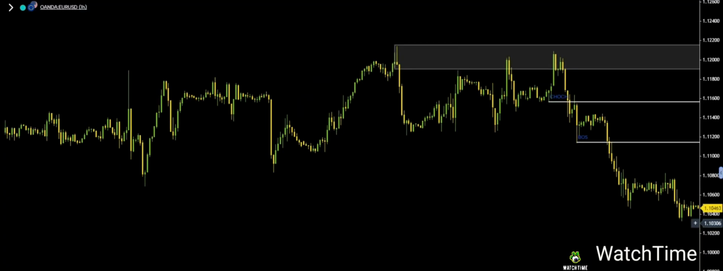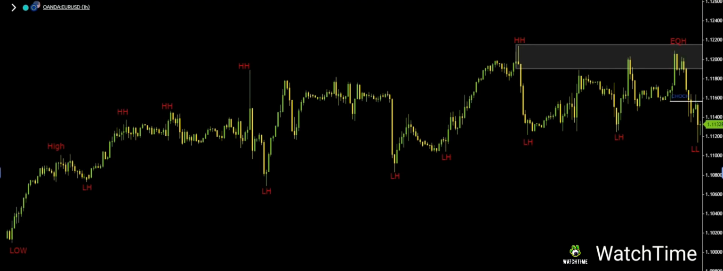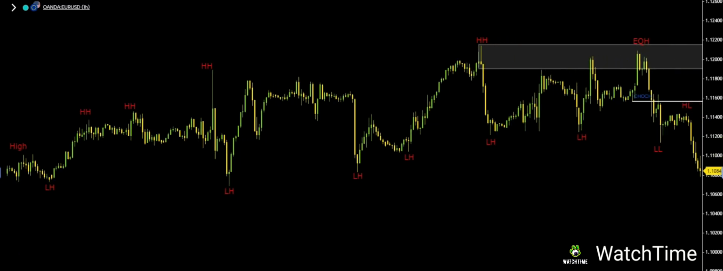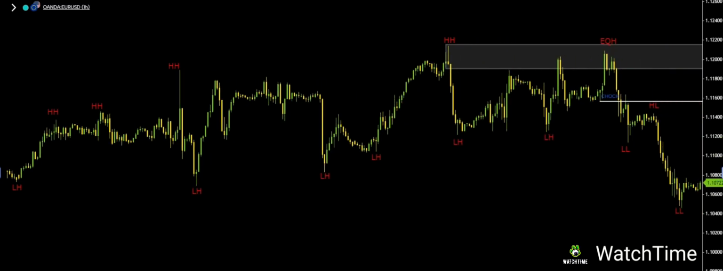How to use BOS and CHoCH in your trading strategy. Step 1. Wait for market structure break. In an uptrend, wait for the higher low to break to the downside, BOS. In a downtrend, wait for the lower high to break to the upside, BOS. Alternatively, look for a CHoCH, where price fails to continue making the expected high or low.